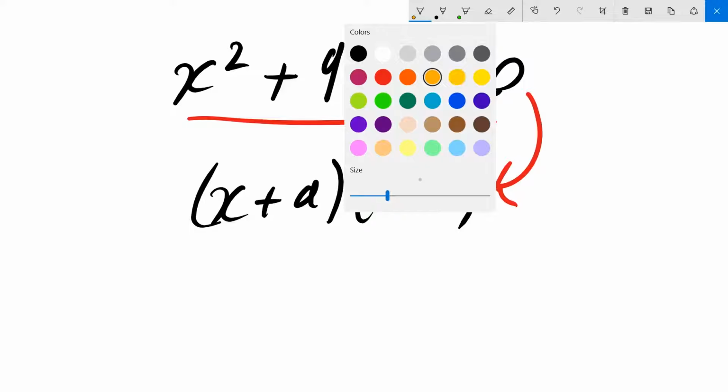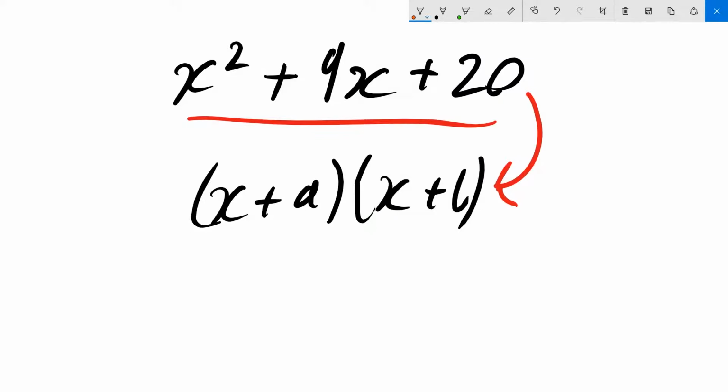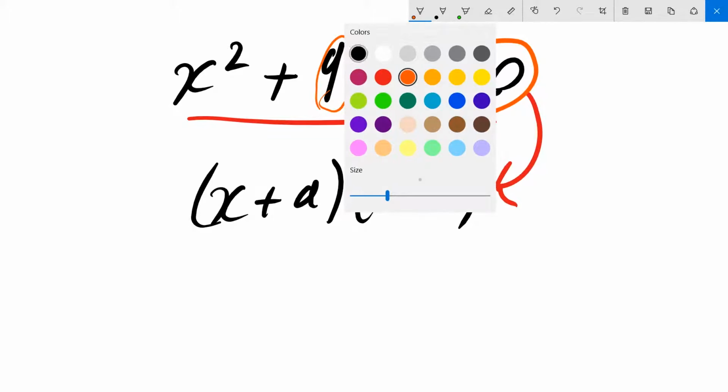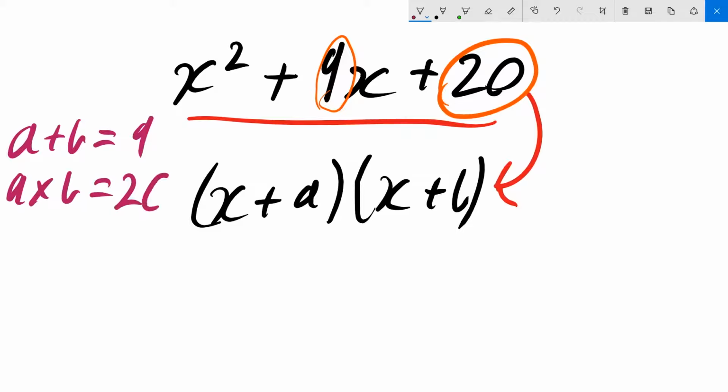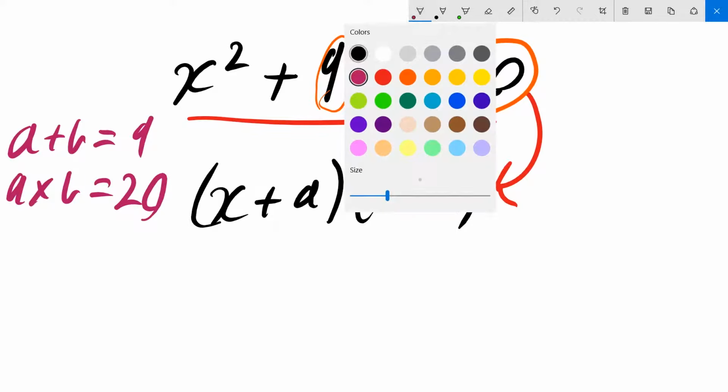Okay, so the next thing that we need to think about is the 9 and the 20. So we need two values, a and b, and we know that a plus b is equal to 9, and we know that a times b is equal to 20. Well, okay, so we need two factors of 20 that add up to equal 9.